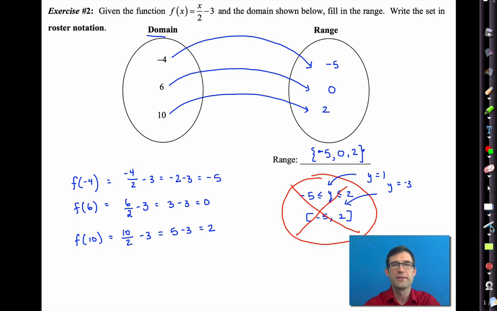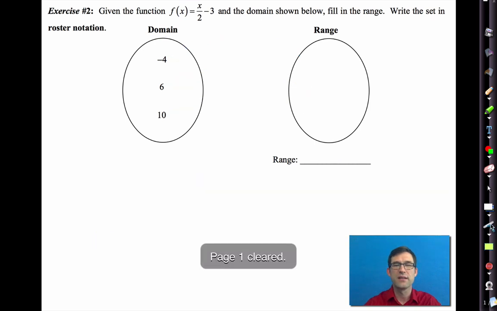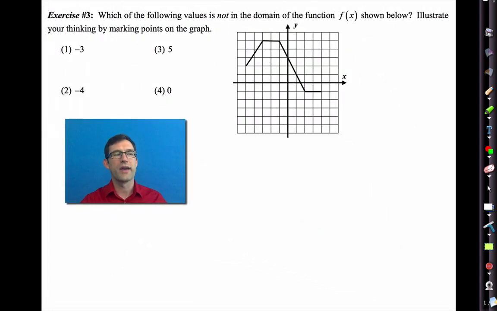All right, scrubbing. Excellent. Let's move on to the next problem. Nice little multiple choice problem here. Which of the following values is not in the domain of the function f of x shown below? Illustrate your thinking by marking points on the graph. I'd like you to pause the video right now and see if you can answer this question.